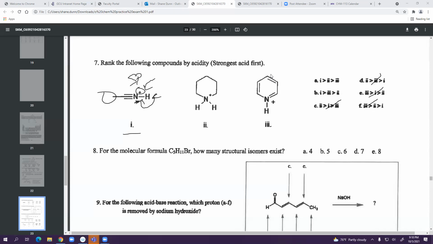Okay, what's stronger, 2 or 3? Which one has resonance structure? 3. So the answer is B, 1, 3, 2. That's basically what I said.